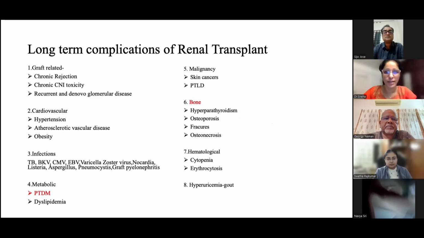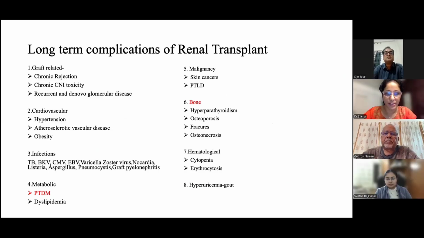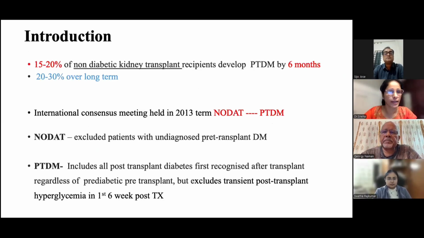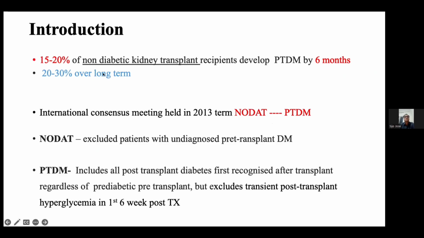Complications of renal transplant: many complications are there. Here we will be discussing PTDM and bone disorders. Around 15 to 20% of non-diabetic kidney transplant patients will develop PTDM by 6 months. Over the long term, it goes to 20 to 30%.